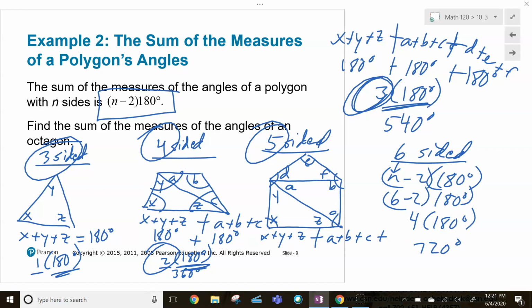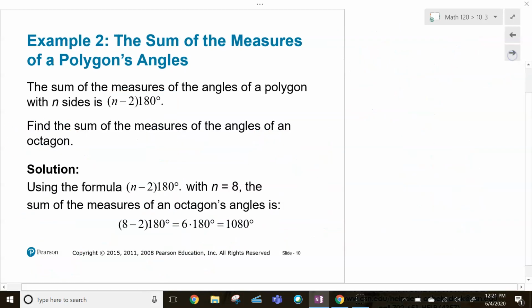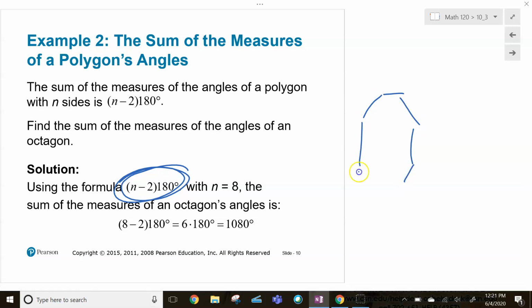Now for this one, it's asking us to find the measures of the angles of an octagon. Well, we know an octagon's got how many sides? 8 sides. So for a stop sign, oh my gosh, this is awful. I can't draw. 1, 2, 3, 4, 5, 6, 7, 8. If I plug 8 in, I've got 8 minus 2 times 180, 6 times 180, or 1080 is what all 8 of those angles add up to.